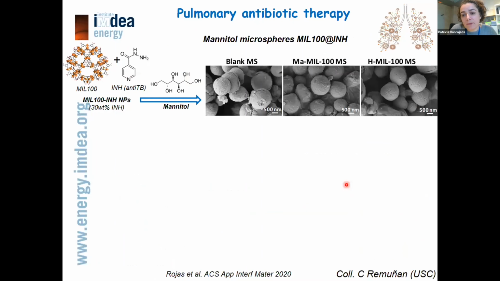The second example concerns the first pulmonary formulation of MOF and their in vivo testing. Here, the anti-tuberculosis drug isoniazid was encapsulated in the MOF, and then using mannitol as an excipient, we were able to produce microspheres compatible with the pulmonary administration.